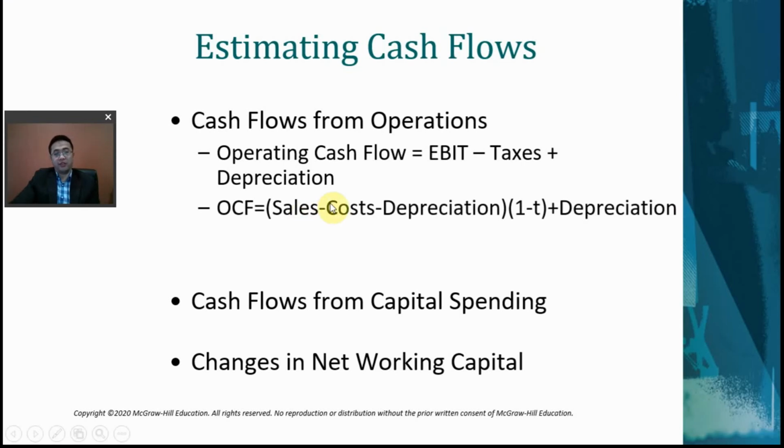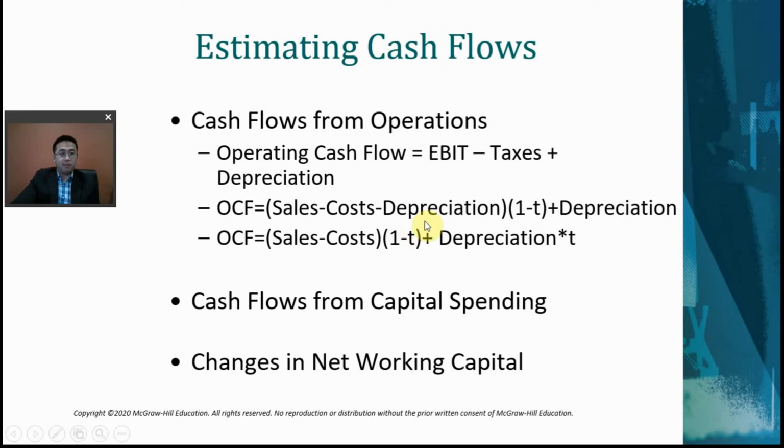Therefore, your operating cash flow takes this formula: sales minus cost, which could be both variable cost and fixed cost, minus depreciation expense, times 1 minus tax rate. Therefore, you have deducted the taxes from your cash flows. Then you add depreciation back. Alternatively, it could be sales minus cost times 1 minus tax rate, and then you add depreciation times the tax rate. So these two formulas are the same.